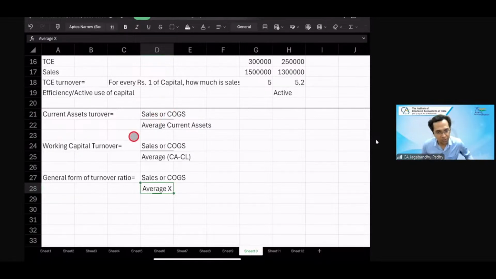Working capital turnover is also on the same line, sales or COGS upon average working capital. Now you get average working capital as what? Average current assets minus current liabilities. So any sort of turnover ratio is always going to be sales or COGS. You divide it by the average X.